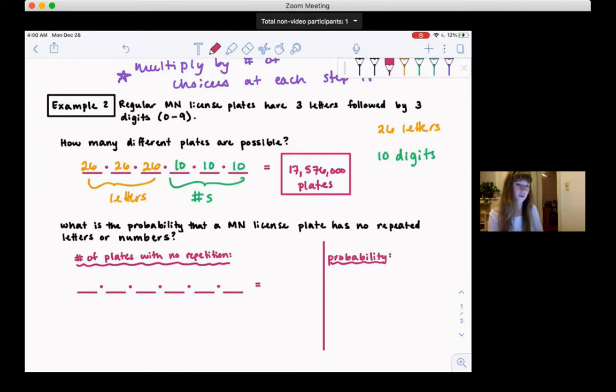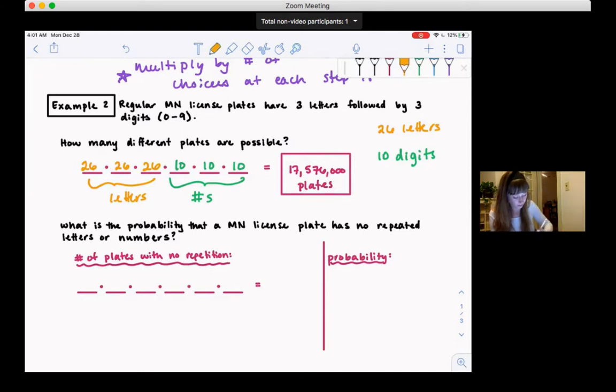Now let's talk about a particular event, or like a subgroup of these. So what's the probability that a randomly selected license plate has no repeated letters or numbers? Okay, so we know the total number of plates. We now just need to figure out how many plates there are with no repetition.